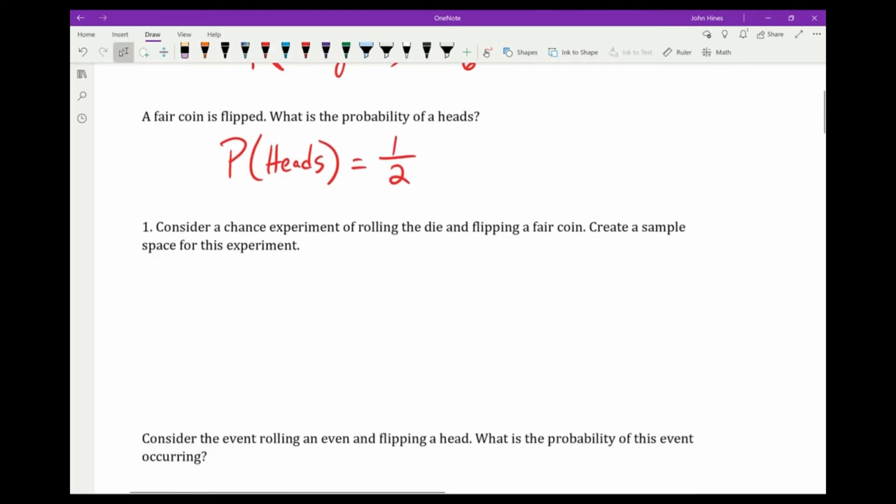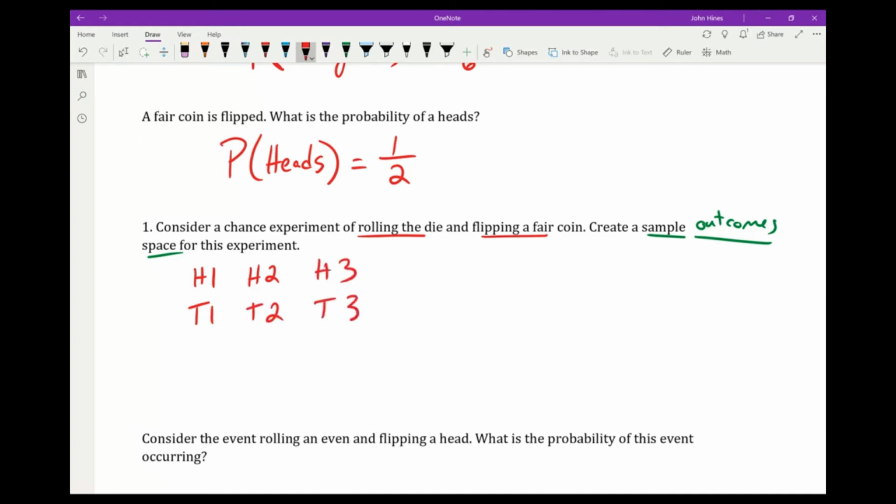So consider an experiment where I'm rolling the die and then flipping the coin. What's my sample space for this experiment? So a sample space is all the outcomes. What outcomes can I have during this experiment here? So I'm going to roll the die and flip a coin. So I could get heads and a 1, or tails and a 1, or heads and a 2, tails and a 2, heads 3, tails 3.